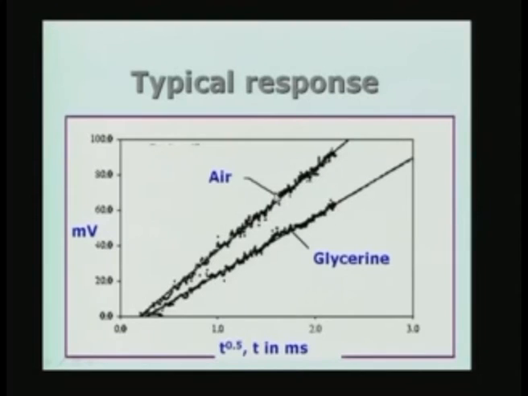The experiment has been conducted in two different media, air and glycerin, and you can see that in case of glycerin the heat transfer is much more rapid, and therefore you have a smaller slope for the line, whereas in air it is a larger slope.